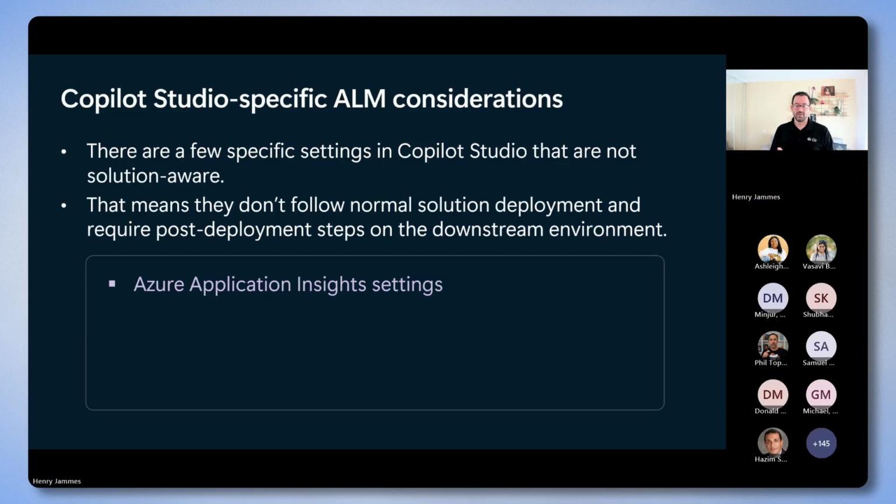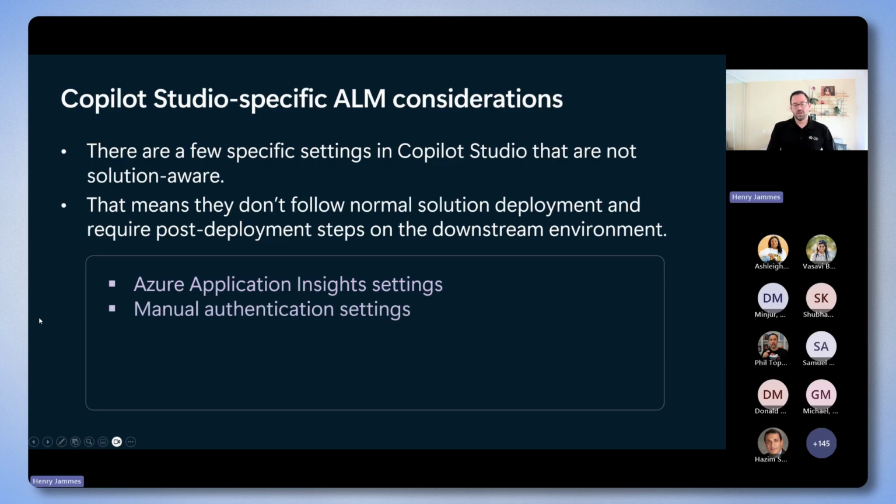There are good reasons to point to a different App Insights instance. You may not want to send the dev and test telemetry data to the same instance as prod. So that's why you can configure it differently.